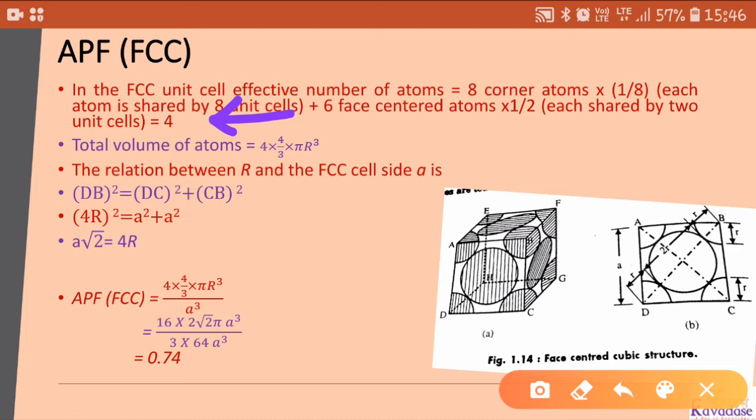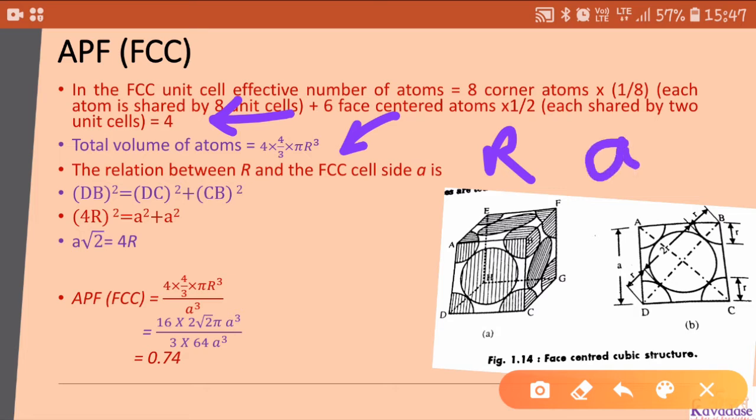You already know the volume of an atom. The atom is spherical, so the volume of a sphere is 4 by 3 pi r cube, and there are 4 effective atoms. Hence the total volume of atoms is 4 multiplied by the volume of an atom, that is 4 times 4 by 3 pi r cube.